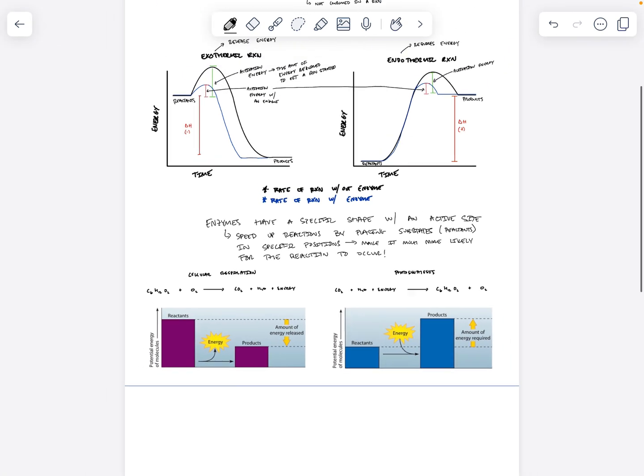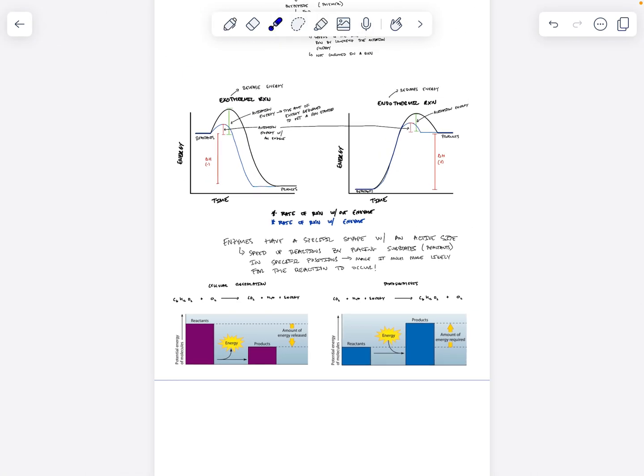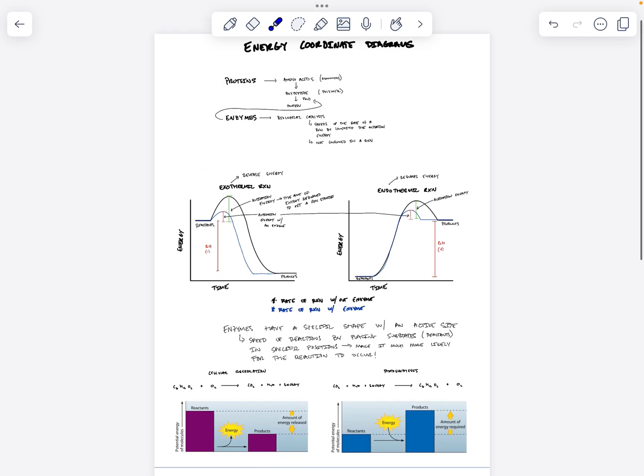Okay, so this is all I have for you. We've got endothermic and exothermic reactions. Exothermic is going to release energy, while endothermic is going to require energy. Both endothermic and exothermic reactions go more quickly in the presence of an enzyme, and this is because an enzyme is going to lower the amount of energy that's required to get the reaction started, and they do that by placing their substrates, the reactants, in really specific positions so that it's more likely that the reaction is going to occur. Okay, that's all.